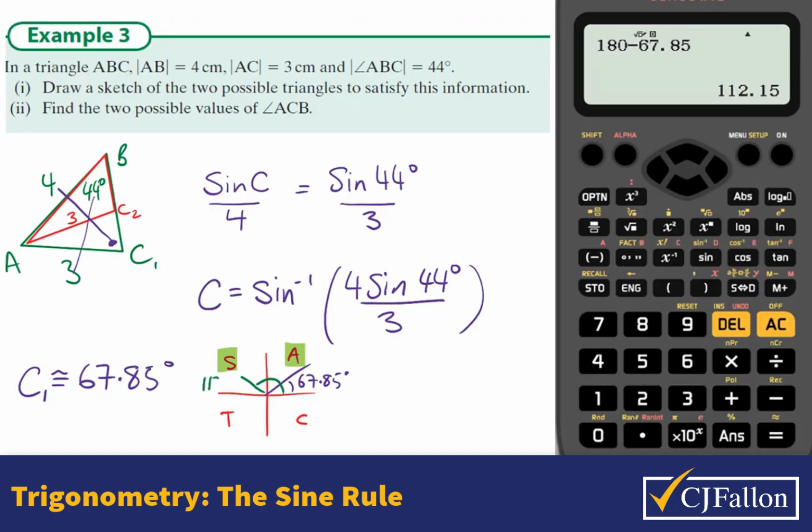I'm fairly confident that is correct, but to be 100% sure, if we just write the sine of this angle, the sine of 112.15, we see that it gives us the same answer as the sine of 67.85. And by checking it this way, we know that we're definitely correct.